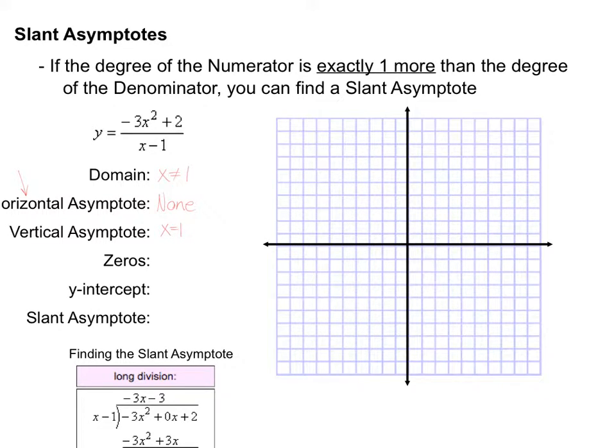All right, so let's get a couple of features here, and let's graph what we know so far. Our vertical asymptote is at x equals 1, so I'm going to graph that. Okay, there's our vertical asymptote. Our zeros, the zeros for this function. How are we going to figure out our zeros?